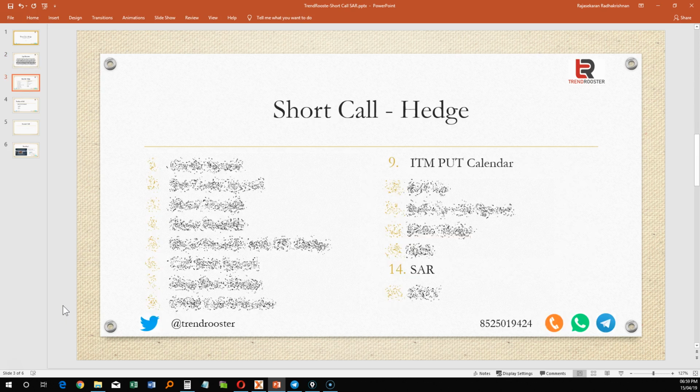Okay, let's move on to the adjustment techniques. This is ShortCALL HEDGE. I have already presented how to adjust a ShortCALL using an in the money put calendar. And today we're going to look at the SAR. Let's look at the details.